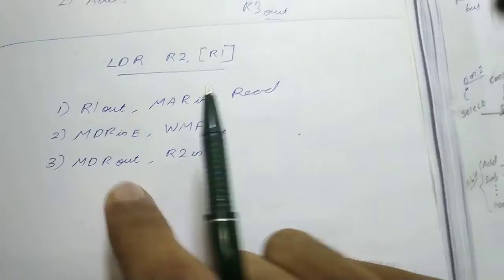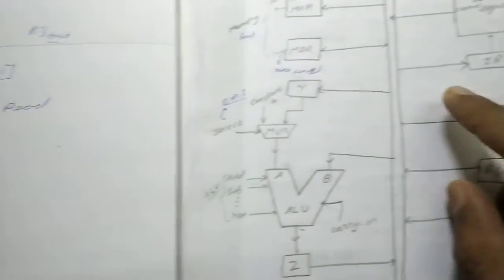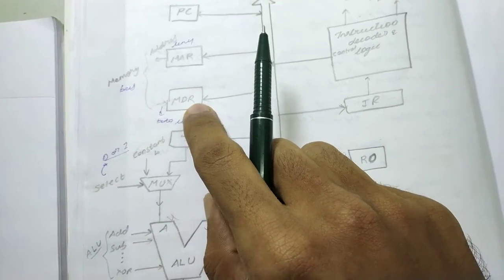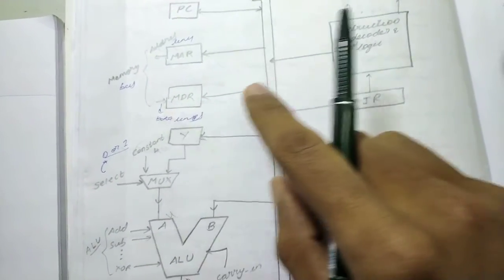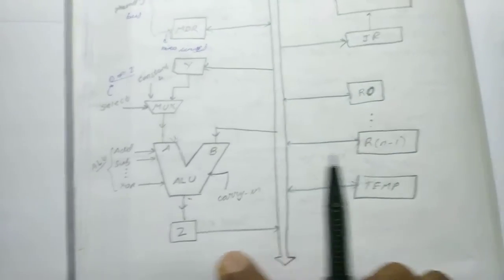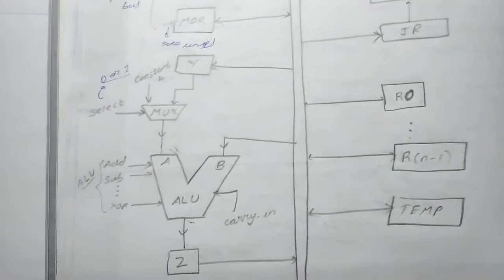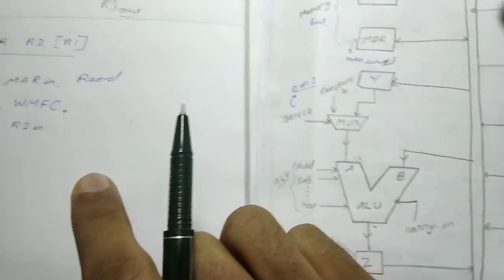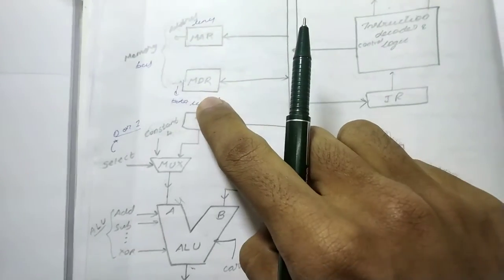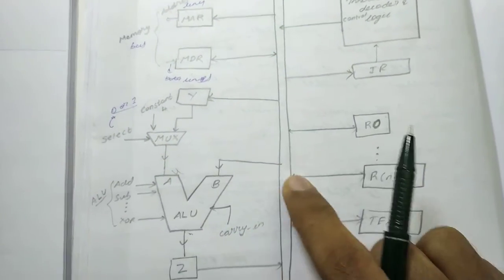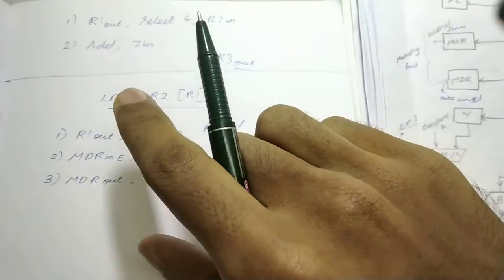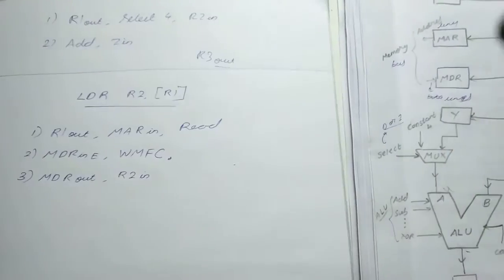So now there is MDR out in the third clock cycle. The data from the RAM position is now in MDR. Now there is MDR out, so it will come onto the internal processing bus. Now what is there is R2 in. Why R2? Because our question was to load it into R2. So R2 in is there: the data in MDR is given onto the internal processing bus and R2 will take it in. So we have successfully completed the LDR R2, R1. Thank you.